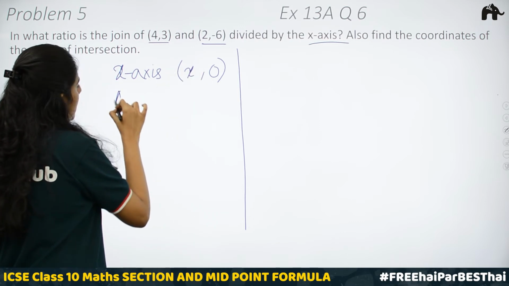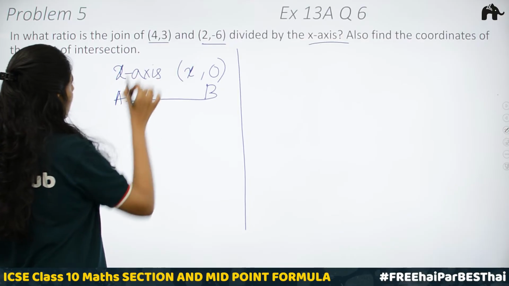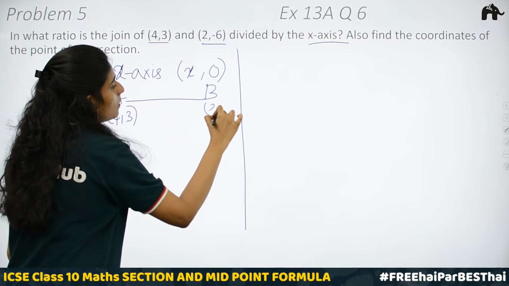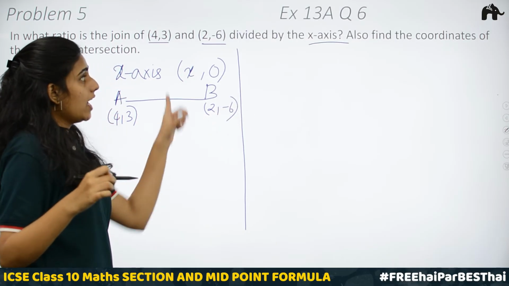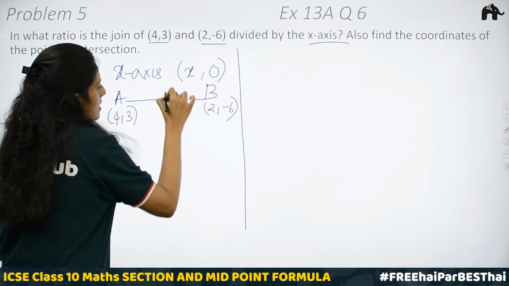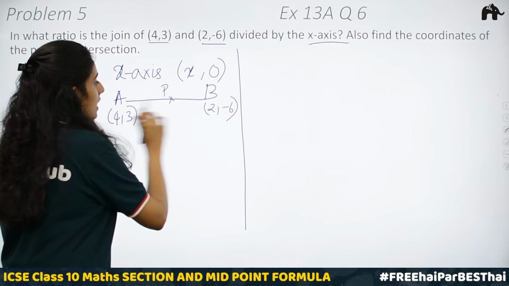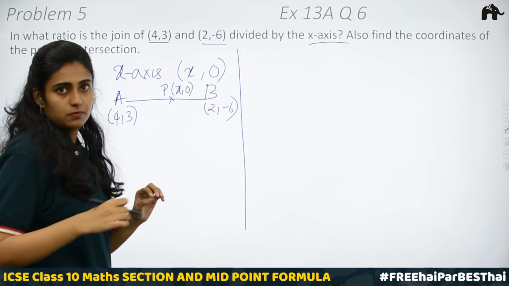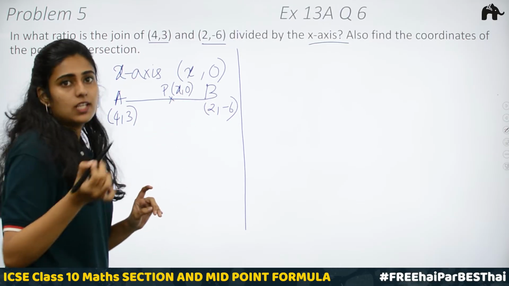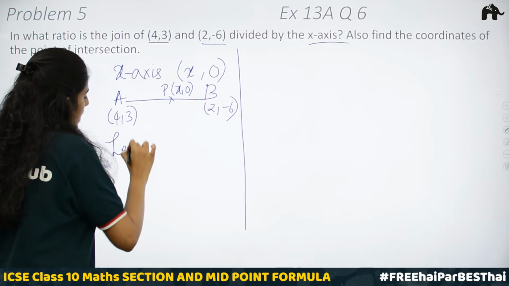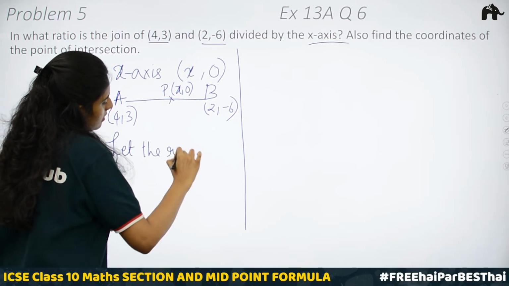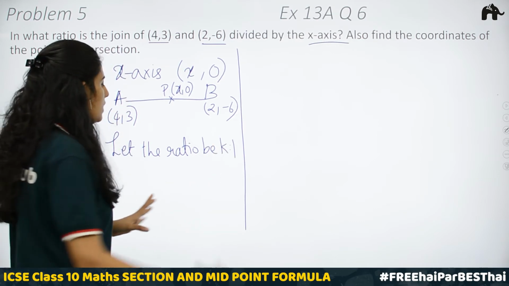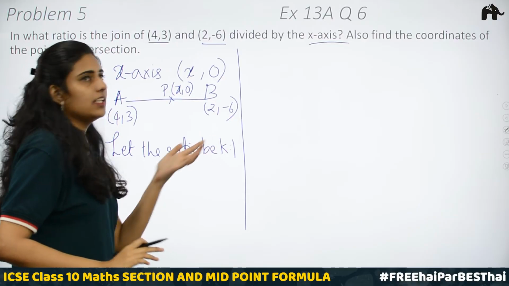Now we have points A and B. Here A is (4, 3). What is B? (2, minus 6), divided by the x-axis. This is the point P, which divides the line joining A and B, with coordinates (x, 0), in the ratio. We don't know what the ratio is. Therefore, let the ratio be k is to 1. As usual, we will take the ratio as k is to 1 and find the value of k.